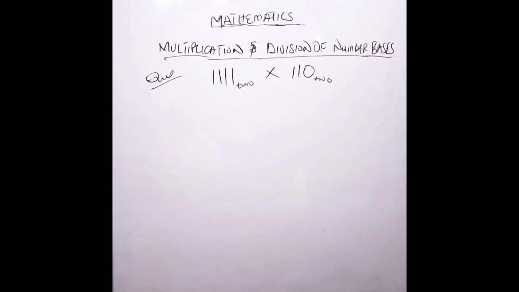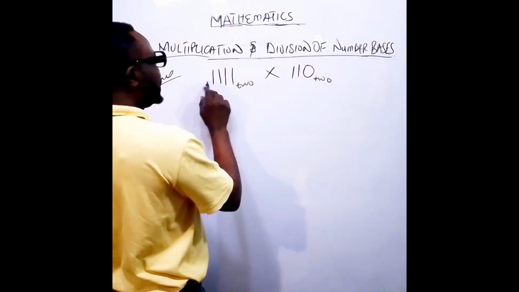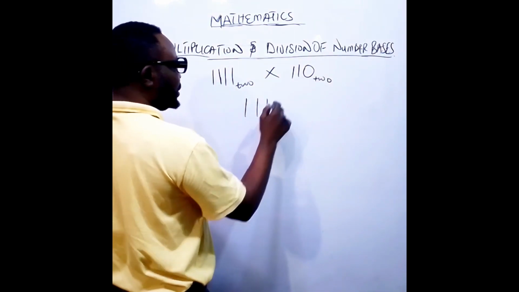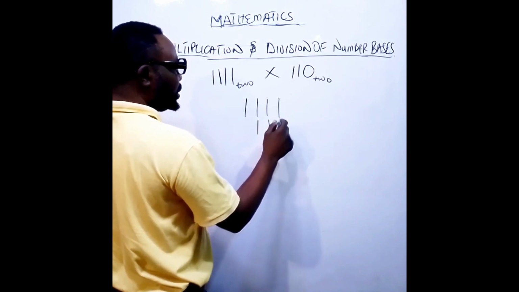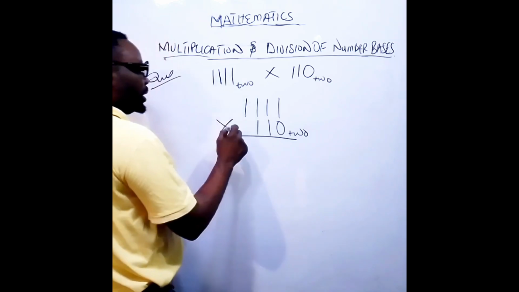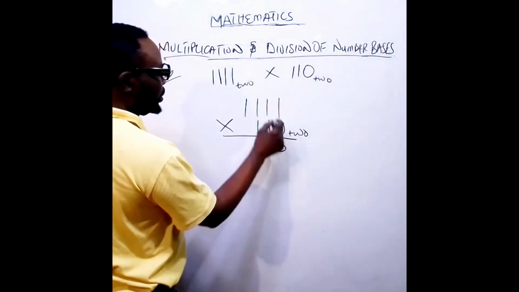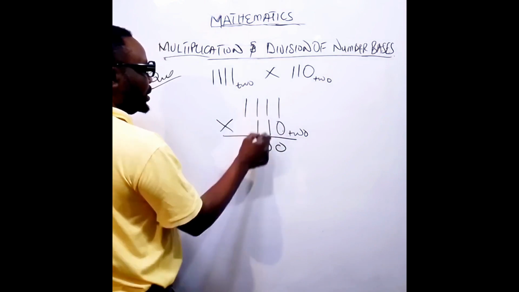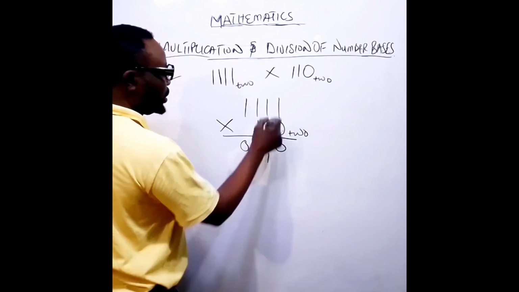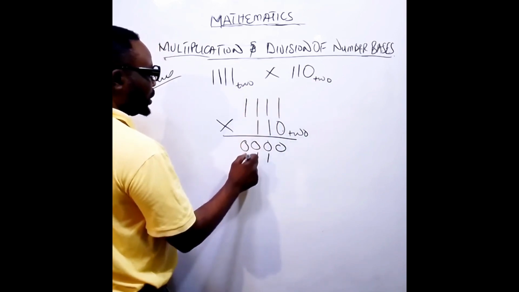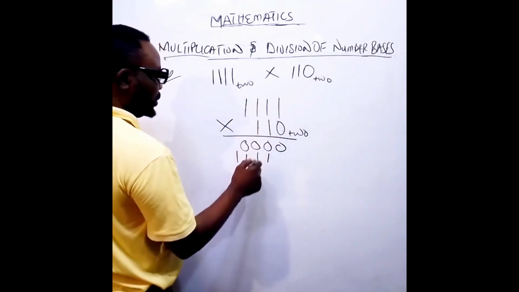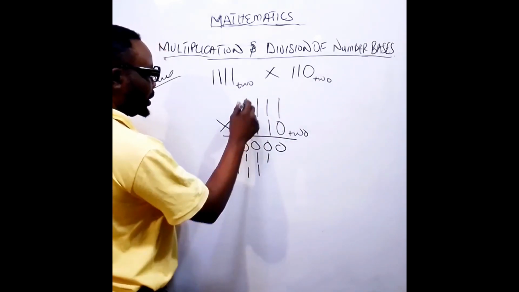We have another question here. The question says multiply 1111 base 2 by 110 base 2. I'll do the multiplication. 0 times 1 is 0. 0 times 1 is 0 again. So we're having 0 for that one. Then 1 times 1 is 1, and so on across the row, each 1 times 1 is 1.